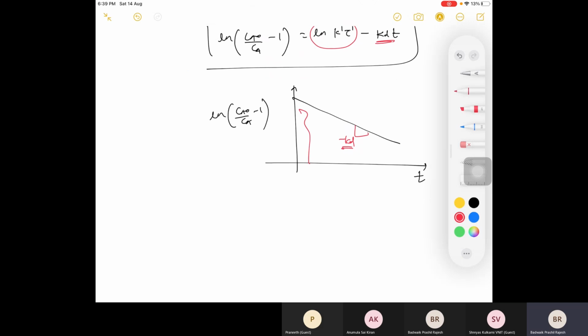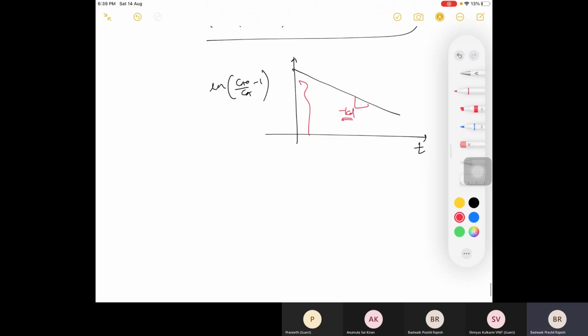For batch solid, we considered mixed flow. Now we'll consider plug flow. Batch solid, we'll finish it as early as possible. So this will be my third case.